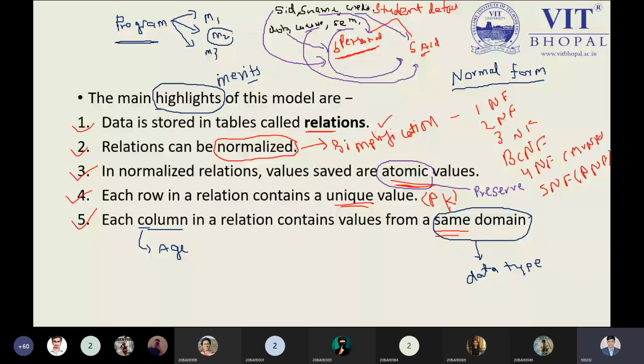So what is the advantage of this point? We have to understand: relations can be normalized, and data is stored in our table called the relation, and normalized means simplification. So in the normalized relations, values saved are atomic values. Whatever data values we are putting, that value should be preserved. Suppose we are having null values, there will be no sense, or such a record will not be meaningful. Atomic means we are talking about preserving: in the normalized way, our information should not be removed.